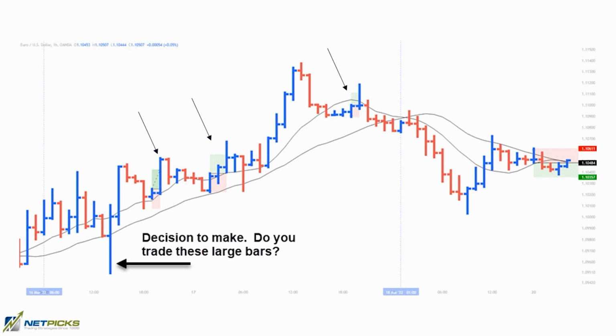So this is a decision as a trader you have to make for your plan. Do you trade these kind of bars that are standing out like this? Personally, I skip them, right? You can clearly see the other setups all reached 1Rs. And the trade on the right is still underway when I'm making this video.